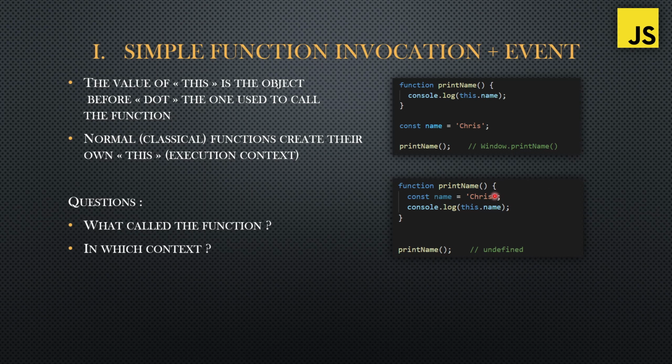Here you have the first example with the function printName. When you call the function, the object before dot is by default window. If you have no object, this is by default window. Thus, you console log window.name, which will be Chris, since the variable name is on the global level.